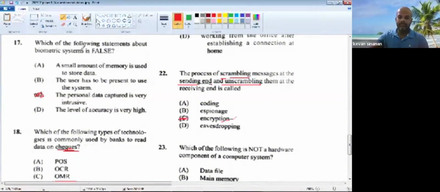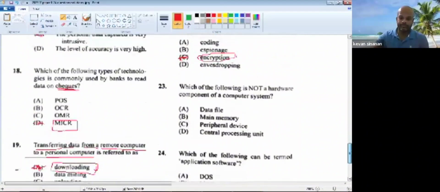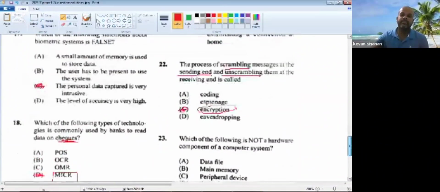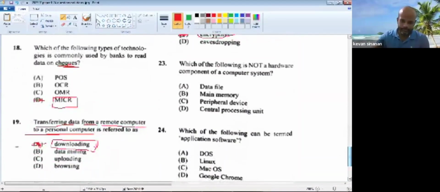A, coding might be a tempting answer, but that is not coding. You may write code to write the encryption, but this process that they are describing here is scrambling messages, and unscrambling is encryption or decryption. But the options that we have is C, encryption.